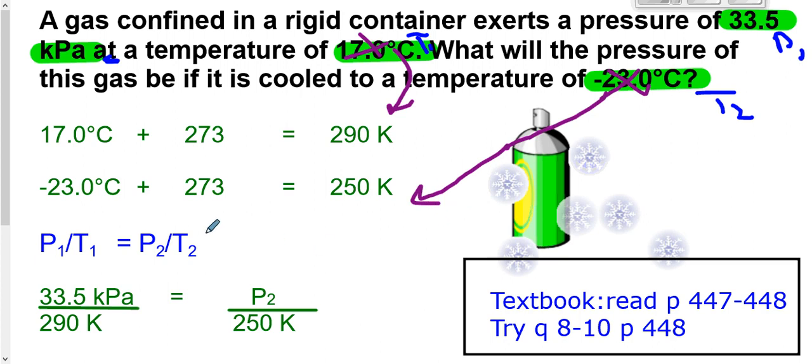Once again, a formula is worth a mark, and then we substitute. P1 was 33.5 kilopascals, T1 290 kelvins. P2 is what we're looking for, and T2 is 250 kelvins.